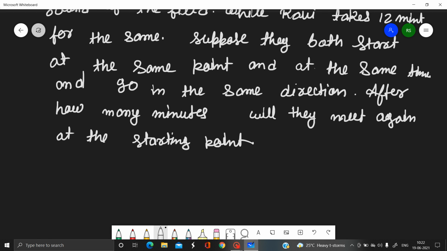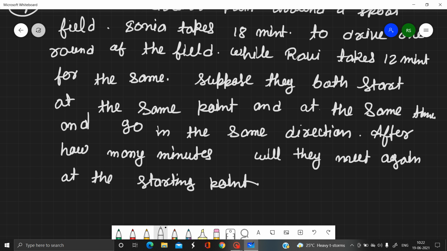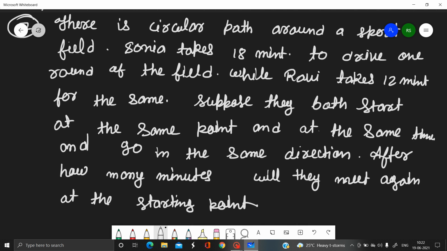Let's see the question first. Here the question is saying there is a circular path around a sport field. Sonia takes 18 minutes to drive one round of the field, while Ravi takes 12 minutes for the same. Suppose they both start at the same point and at the same time and go in the same direction. After how many minutes will they meet again at the starting point?